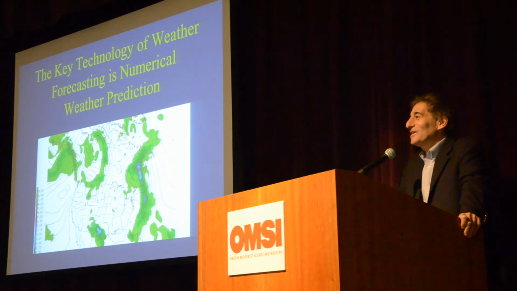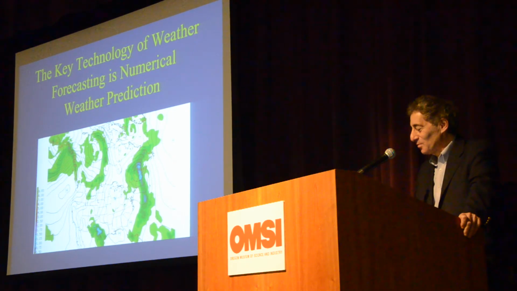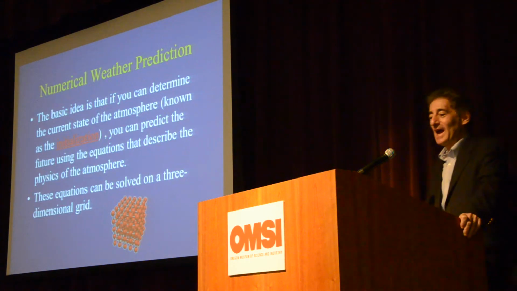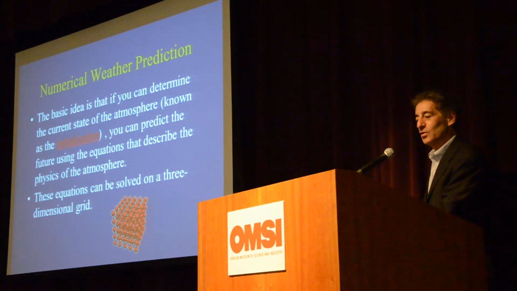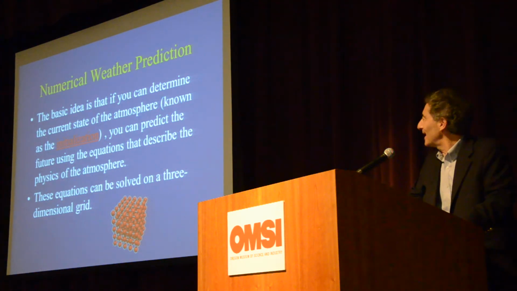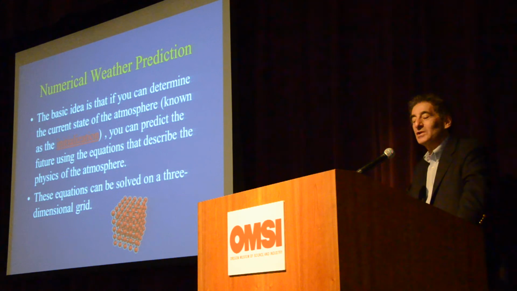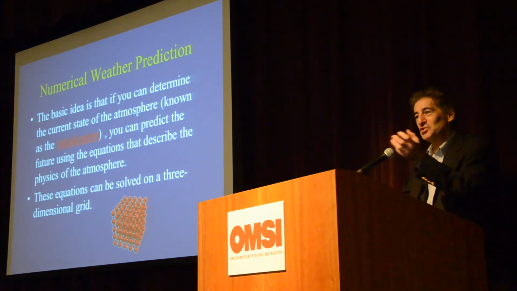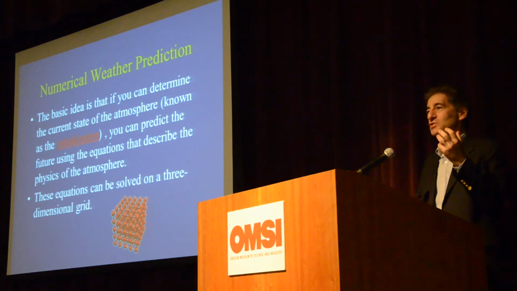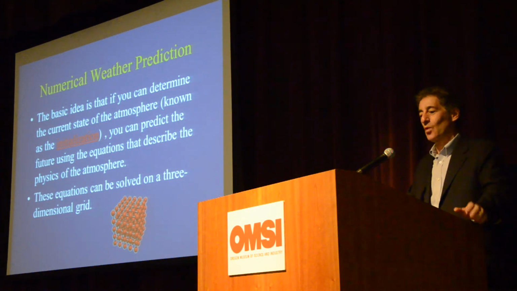As many of you know, the key technology, the technology that really is the foundation for all weather forecasts, is numerical weather prediction. And so I want to give you a little bit of a background on numerical weather prediction. The basic idea is that if we can determine the current state of the atmosphere, and we have a big name for this, we call this the initialization. We can get all the observations together and describe what's happening right now.